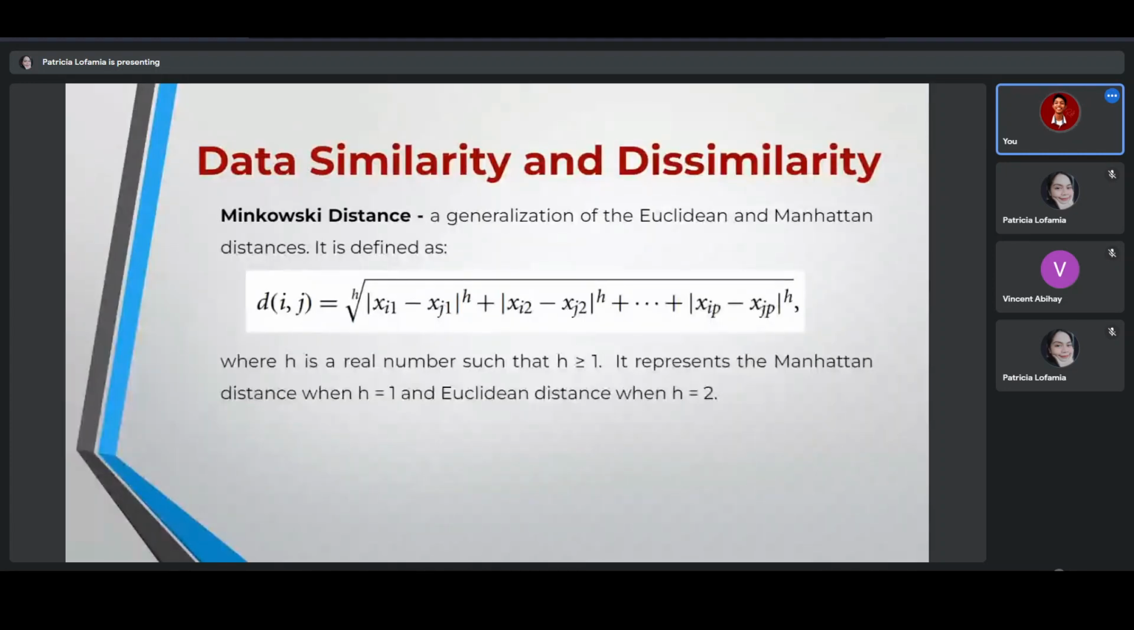Minkowski distance, a generalization of Euclidean and Manhattan distances. It is defined as below, where h is a real number such that h is greater than or equal to 1. It represents the Manhattan distance when h is equal to 1 and Euclidean distance when h is equal to 2.